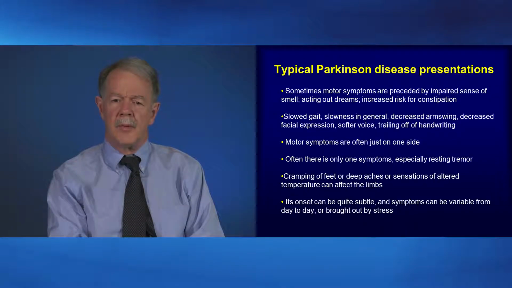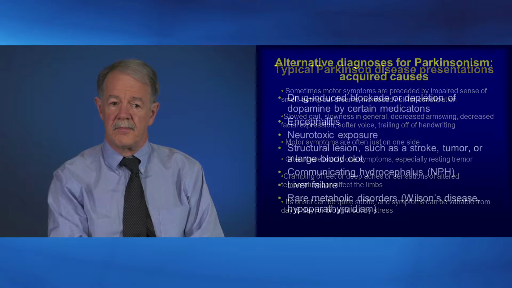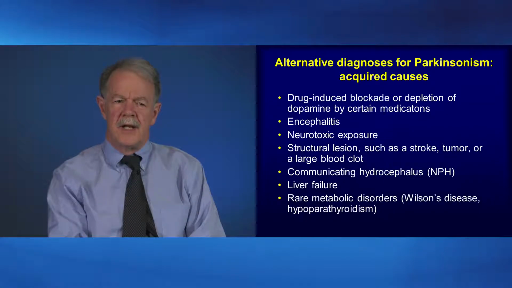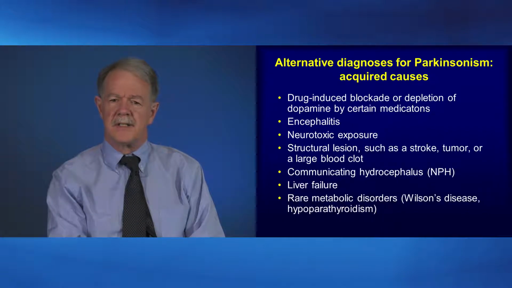And it's important to remember that for many people the onset is subtle. It can be hard to recognize as even impairment because it can vary from day to day or even hour to hour. Sometimes symptoms such as tremor are brought out by stress. So not everything that fits the bill for this very nebulous kind of condition is necessarily Parkinson's disease. And in fact, we in the medical business are always looking for the alternative causes.